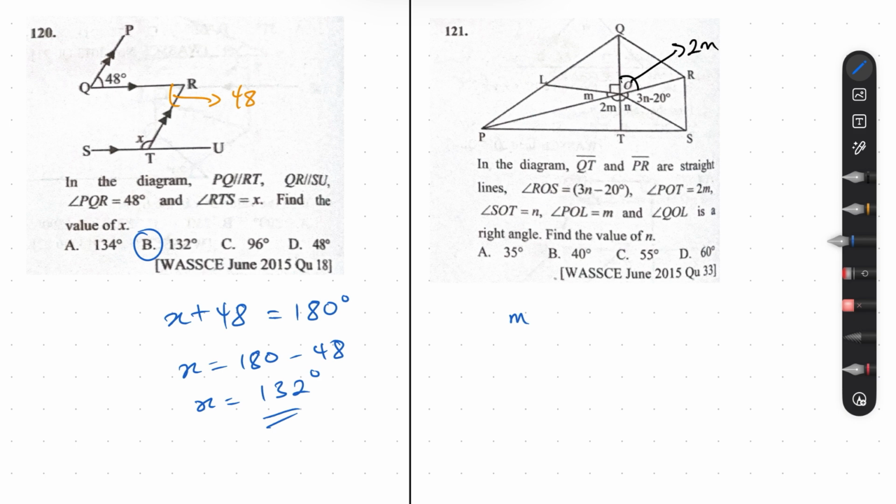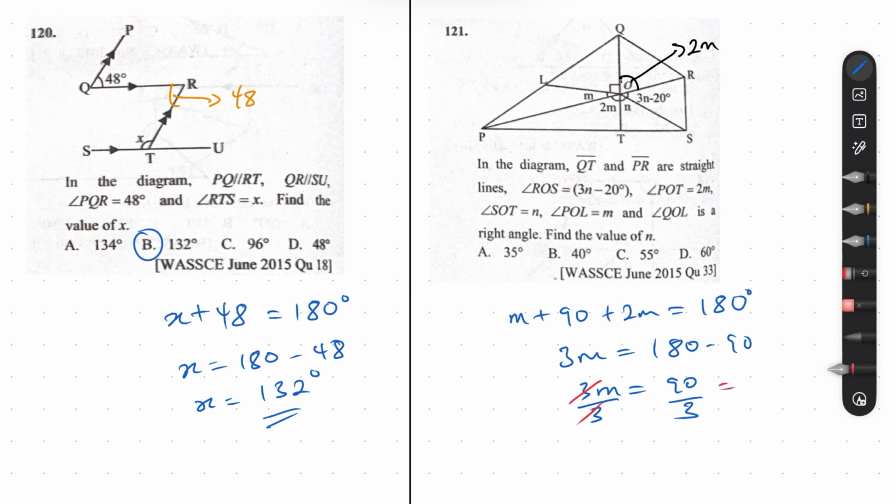We have M plus 90 plus 2M should give us 180. So we have 3M to be equal to 180 minus 90. So we have M to be equal to 90 over 3, 3M over 3. So the 3 cancels out. So we have our M to be equal to 30.